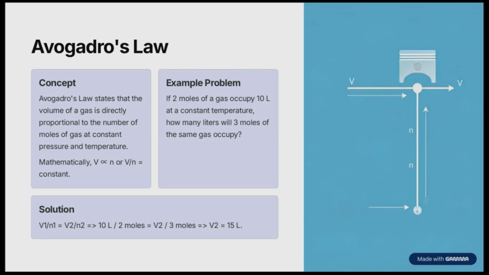Avogadro's law: see what I wrote here, the formula is this. This is the formula for proportionality, V is directly proportional to n. But when you rearrange it, you have V over n equals a constant. That constant now is the R, but sometimes it's not just R, it's R merged with other constants. It can relate with pressure and some other parameters.